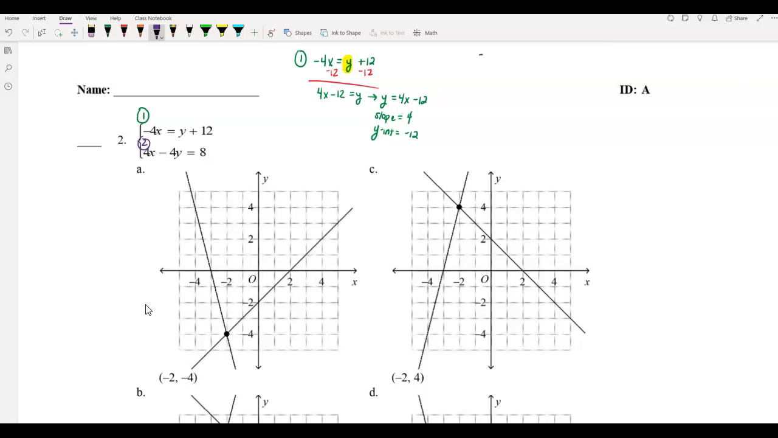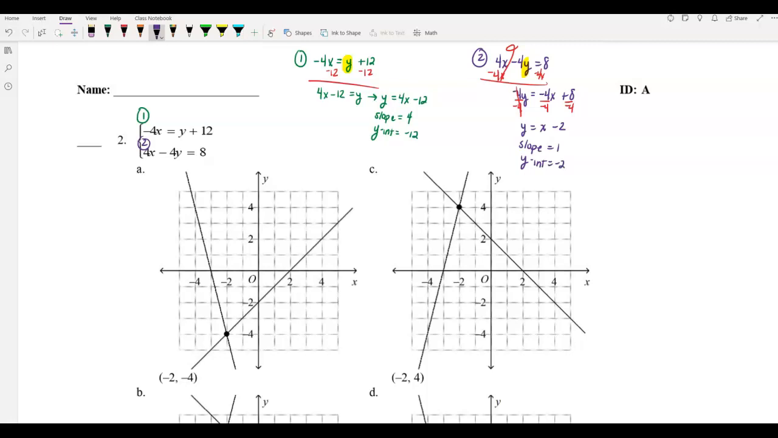We have equation 2. 4x minus 4y equals 8. Our goal is to isolate y once again. So I'm going to subtract 4x from both sides. I have negative 4y equals negative 4x plus 8. I'm going to divide both sides by -4. And then we get y equals positive x minus 2. So here I have a slope of 1 and a y-intercept of -2.